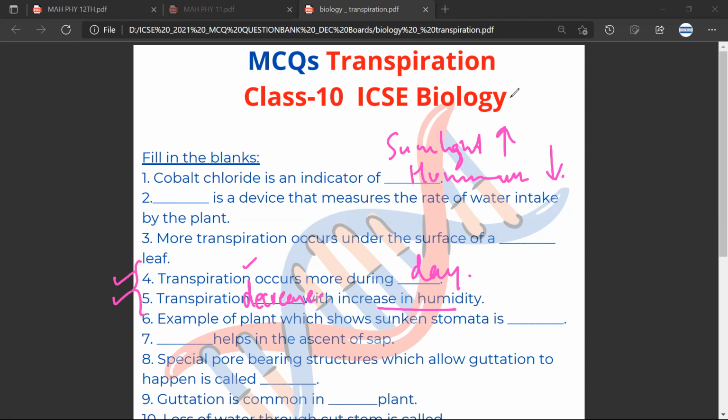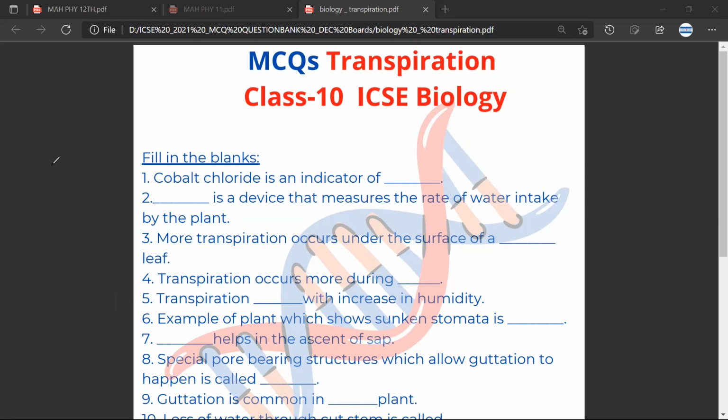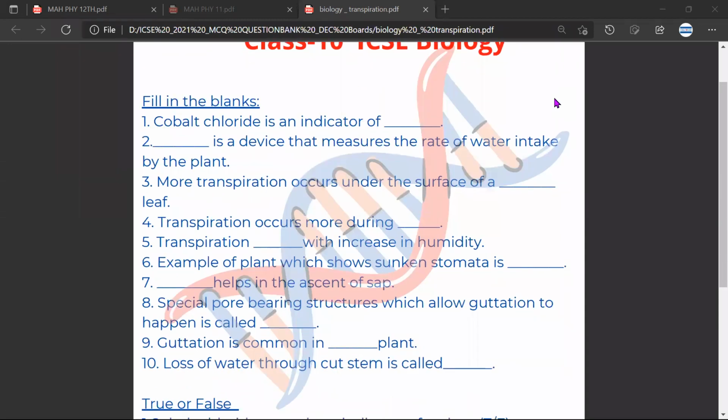So you can have a look at the factors affecting transpiration. There are many external factors and internal factors mentioned. In external factors, you will have factors like sunlight, temperature, velocity of wind, humidity, carbon dioxide, atmospheric pressure. So these are the factors which will affect the rate of transpiration. Okay. So let's move on to the next question.